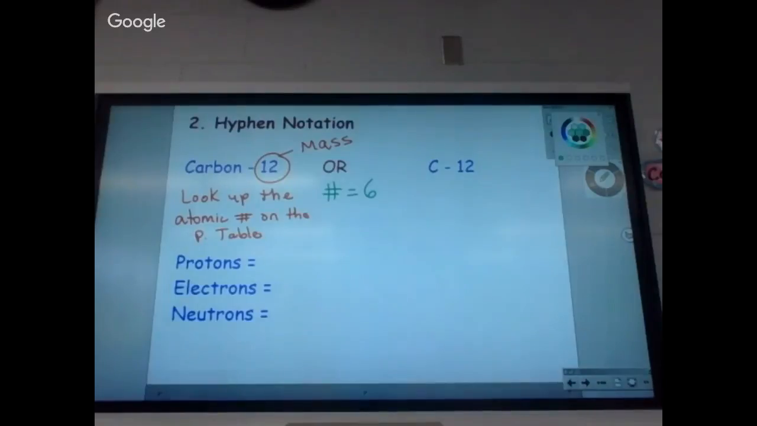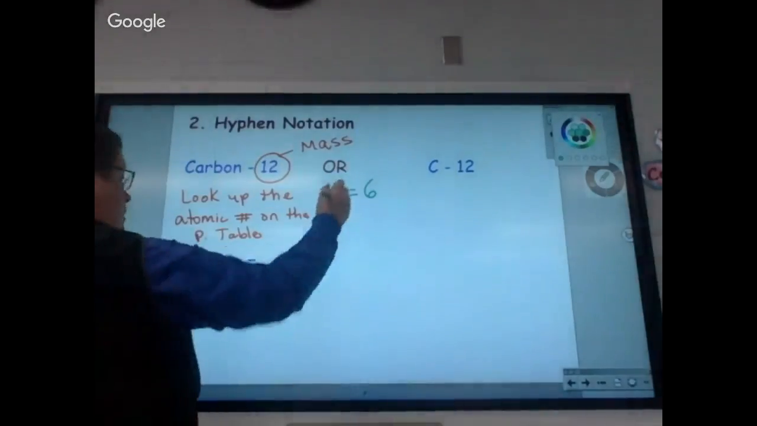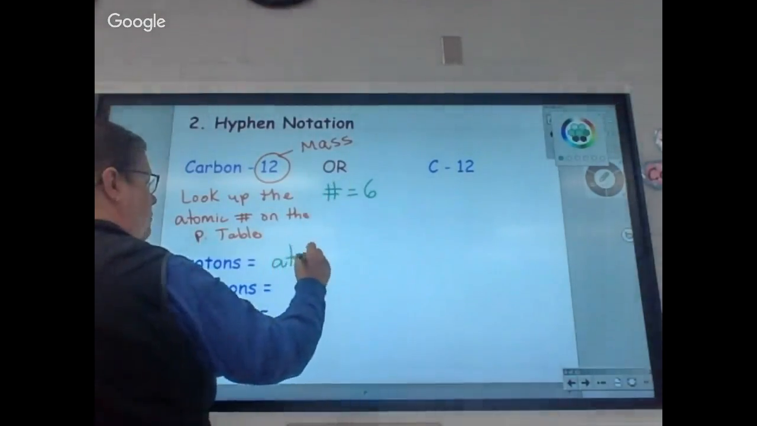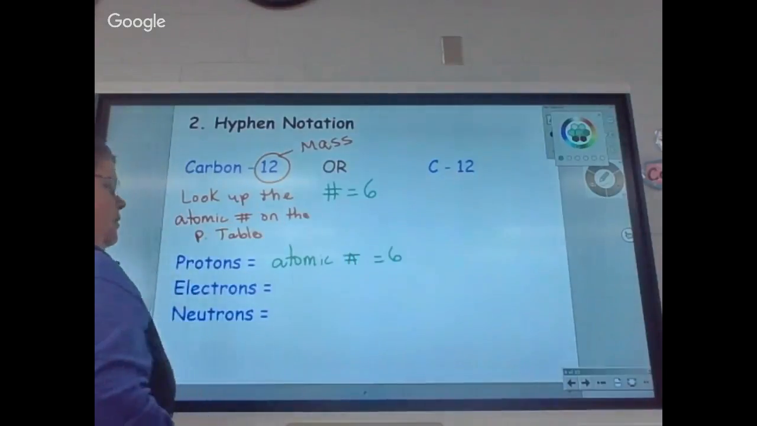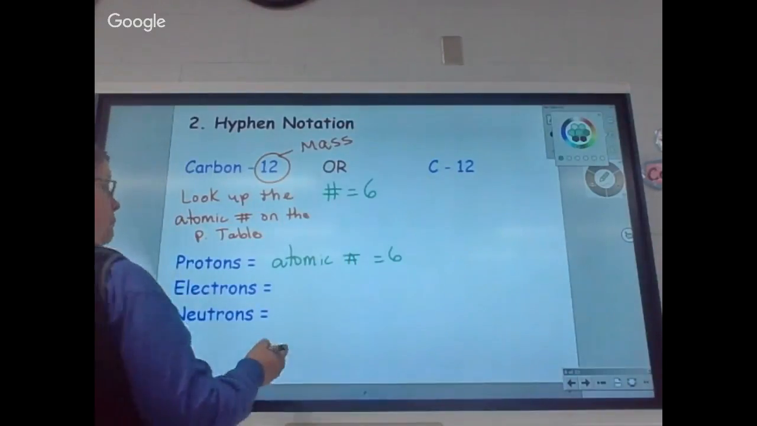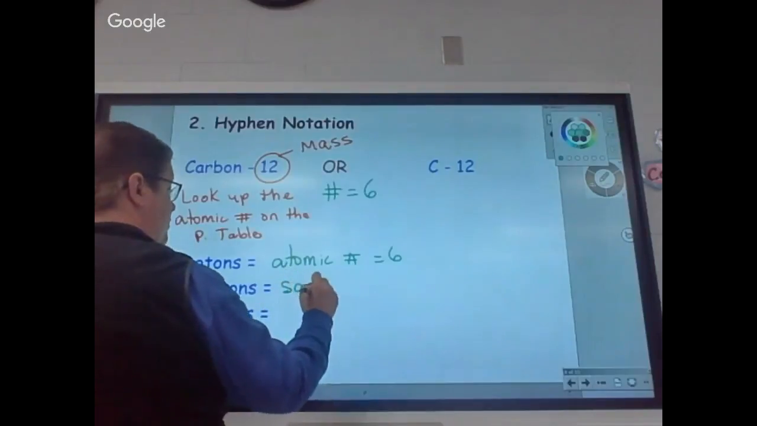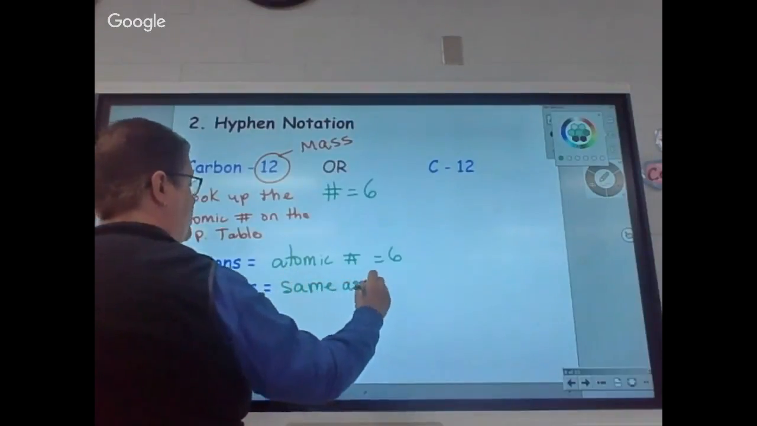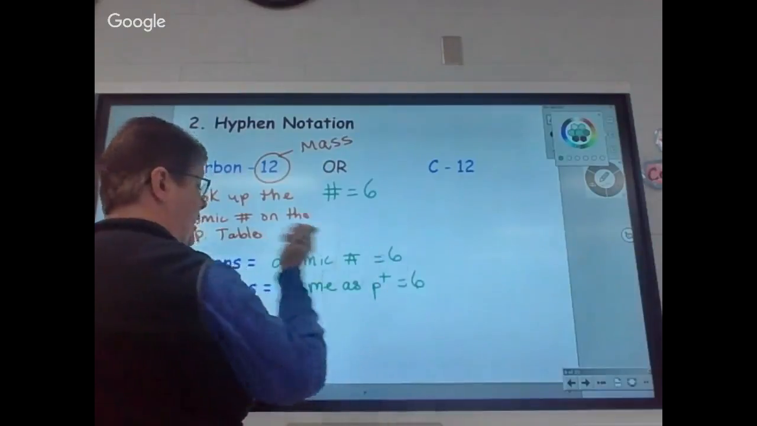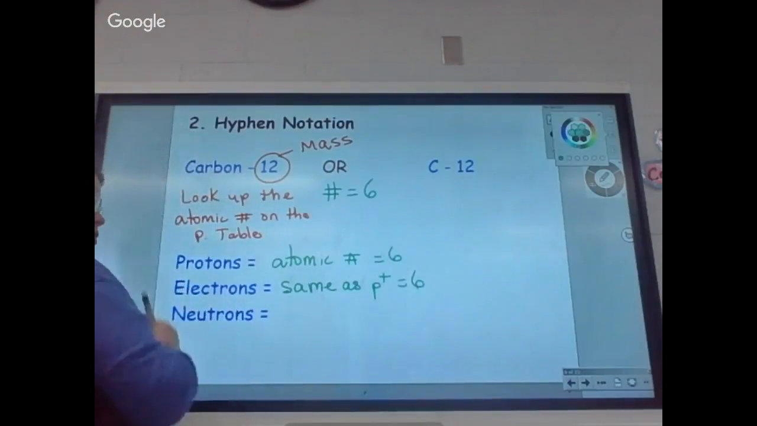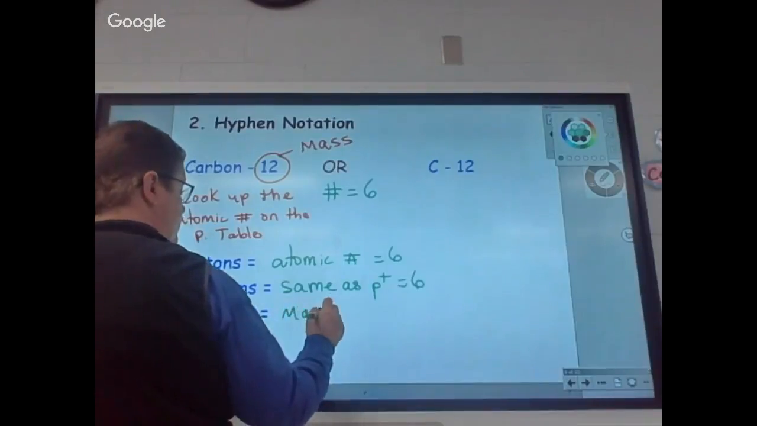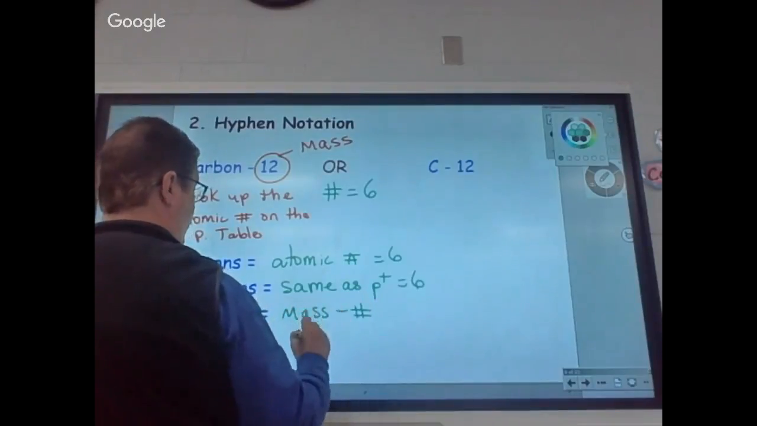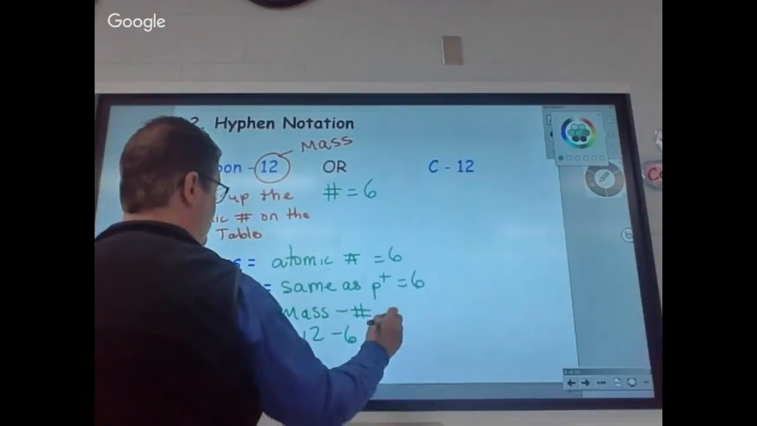Okay? So how many protons does carbon have? Okay? The atomic number is what? It's 6. The electrons are what? 6, because it's still the same as the protons, so it's 6. And to do your neutrons, you do what? So it's mass, subtract number, so you get 12 minus 6, which is 6.